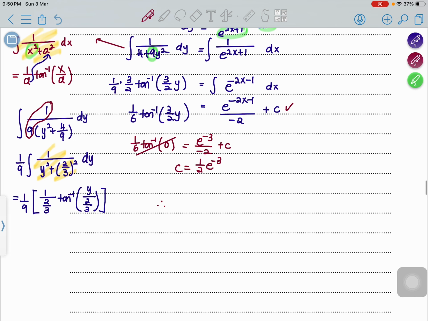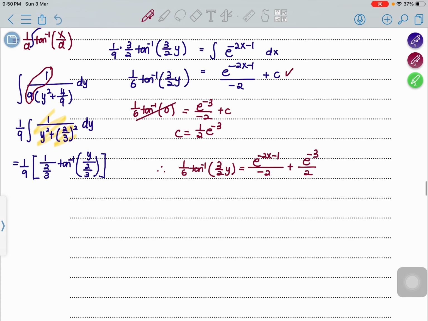Therefore, 1 over 6 tangent inverse... you rearrange.